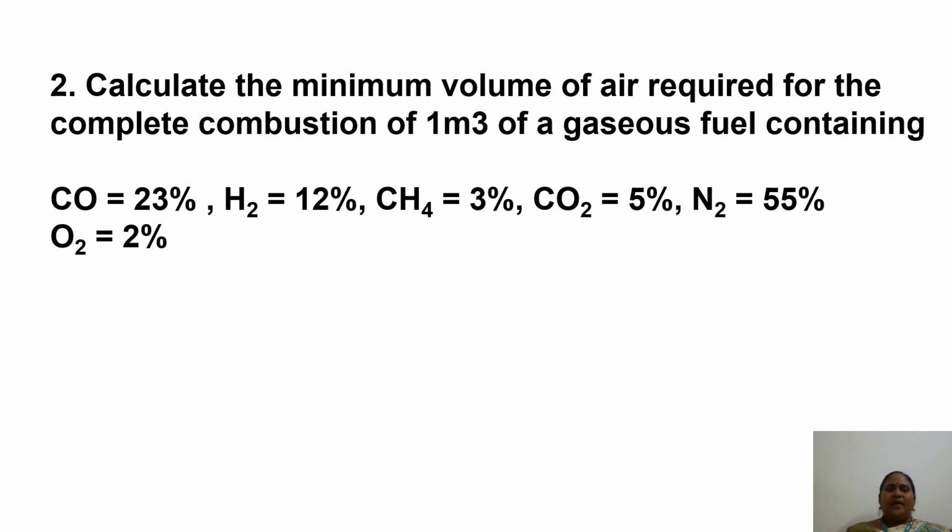Problem number 2. Calculate the minimum volume of air required for the complete combustion of 1 meter cube of a gaseous fuel containing carbon monoxide 23%, hydrogen 12%, methane 3%, carbon dioxide 5%, nitrogen 55%, and oxygen 2%. So in this problem, we can ignore carbon dioxide and nitrogen.